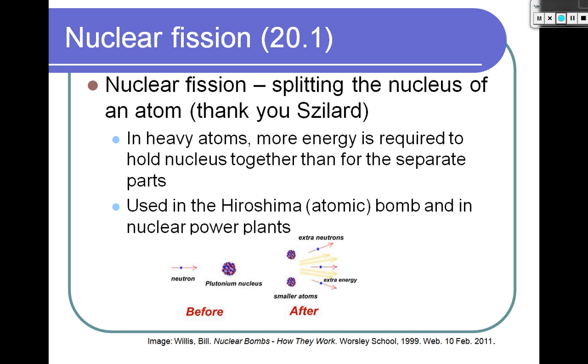So let's look first at nuclear fission. Nuclear fission is the splitting of the nucleus of an atom. And it was this guy, Szilard, and you're going to watch a video on him, who really came up with the pathway for how nuclear fission could work to really get you sizable amounts of energy. The basic idea is that in heavy atoms, more energy is required to hold a heavy nucleus together than for the separate parts. And so in bashing, say, a plutonium nucleus in this picture apart, you get smaller atoms, you also get some extra neutrons going off, and you get extra energy.